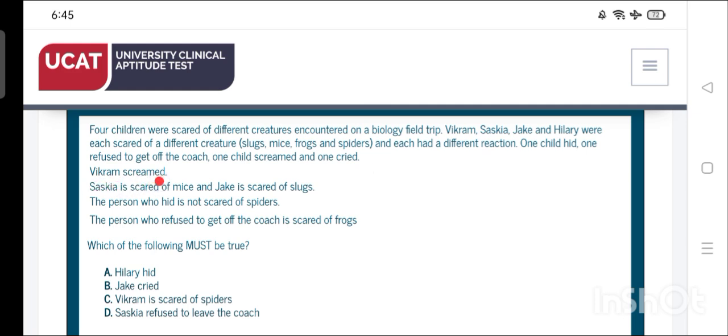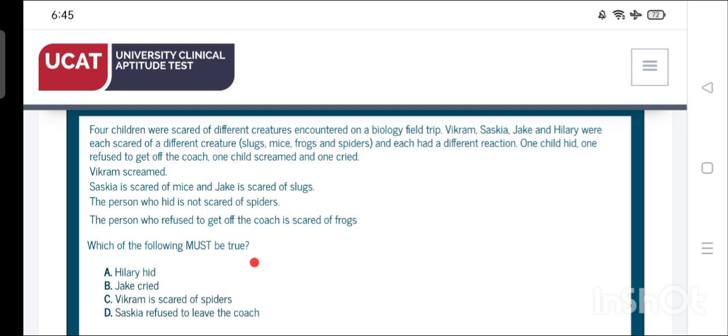Vikram screamed, Saskia is scared of mice, and Jake is scared of slugs. The person who hid is not scared of spiders. The person who refused to get off the couch is scared of frogs. Which of the following must be true?